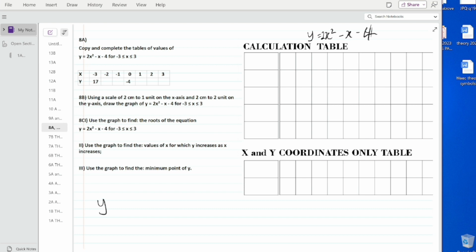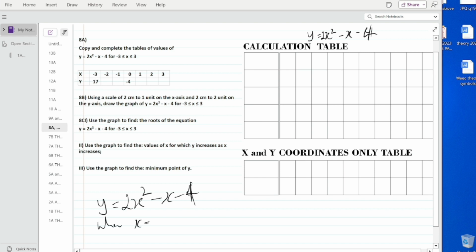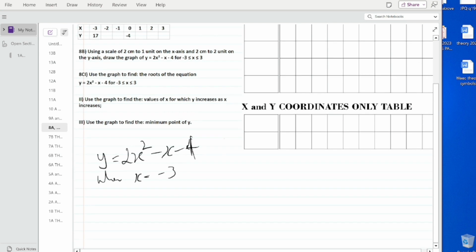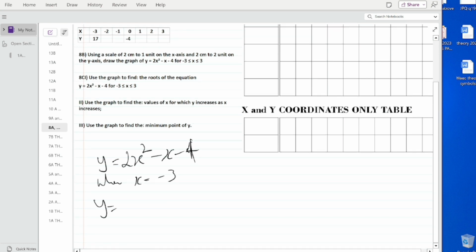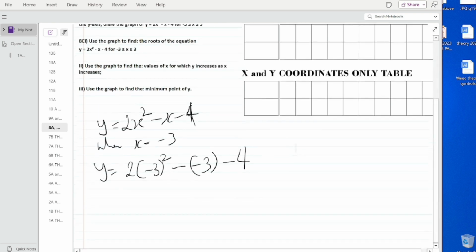The equation says y equals 2x squared minus x minus 4. We take our value for x as minus 3. So when x is equal to minus 3, we'll find y. So y is equal to 2 into open bracket minus 3 squared, that's the value for x, and minus minus 3, because there's a minus here before the value for the x, which is minus 3. We have to be careful with that when we're solving. And the constant, which is minus 4.